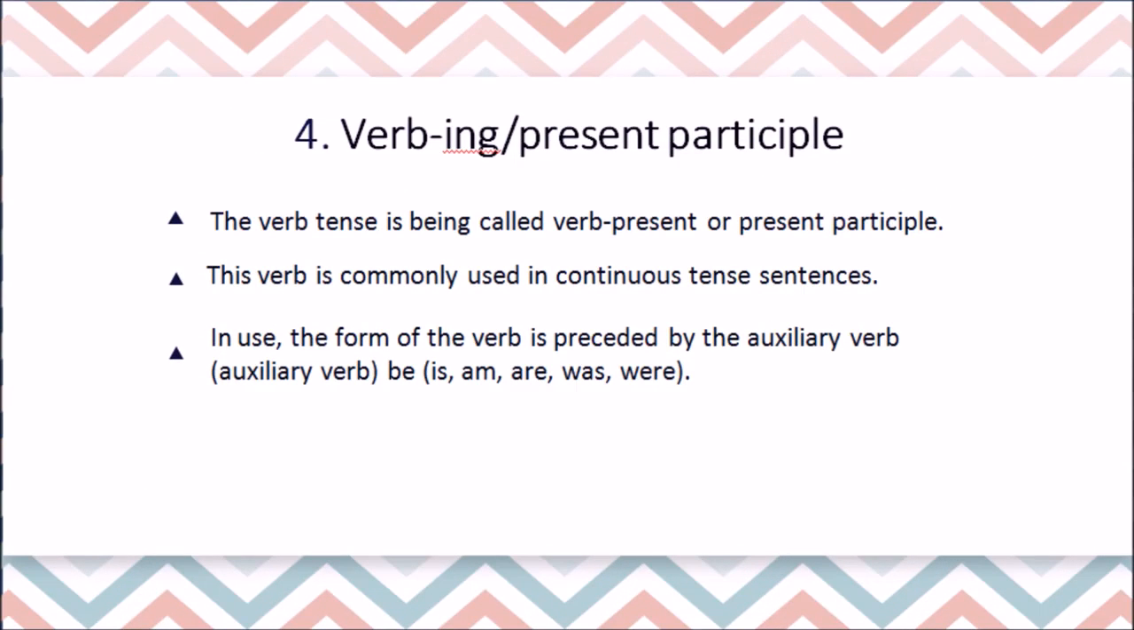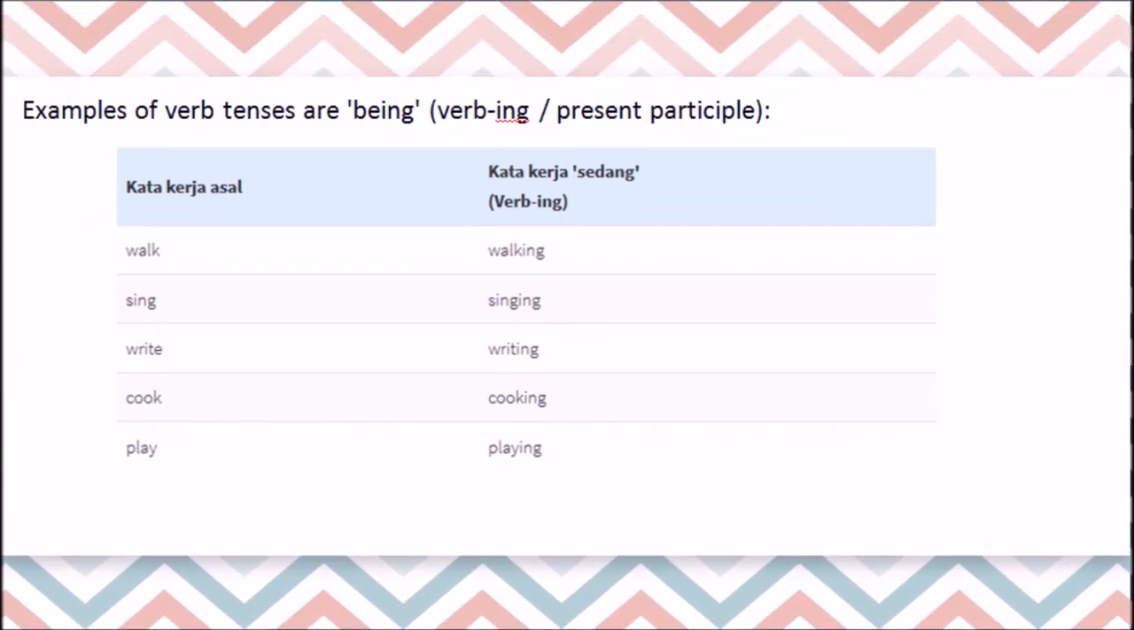Verb ing. This verb form is called verb ing or present participle. This verb is commonly used in continuous tense sentence. In use, the form of the verb is preceded by the auxiliary verb to be. Examples of verb ing: walk menjadi walking, sing menjadi singing, write menjadi writing, cook menjadi cooking, and play menjadi playing.